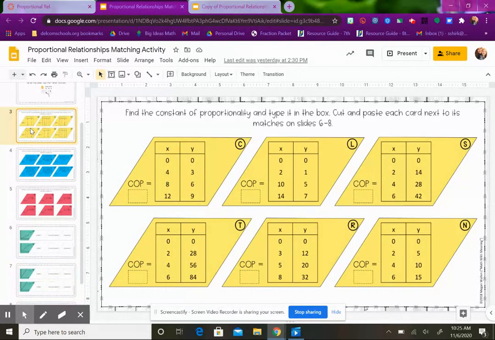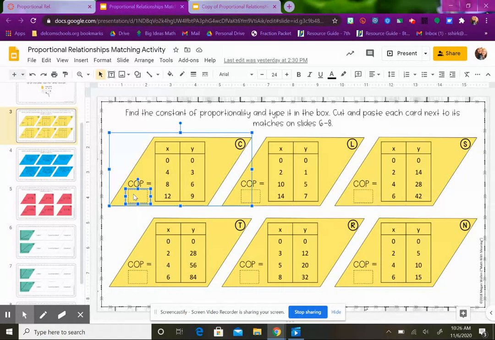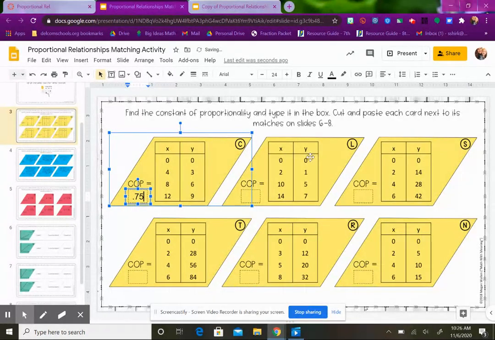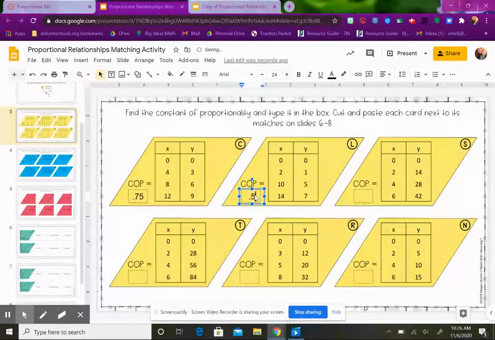So let's start with the yellow slide. You're going to take y divided by x every time. 3 divided by 4, 6 divided by 8, 9 divided by 12. This happens to be 0.75. And so you're going to click that and put that there, 0.75. This one happens to be 1 divided by 2, which is 0.5. And you'll do that so on.